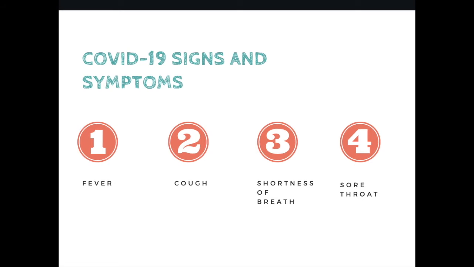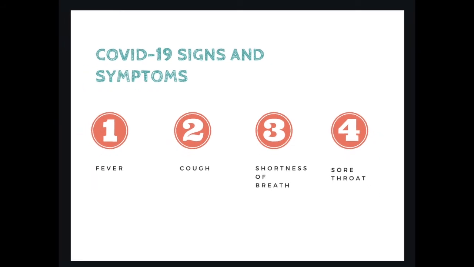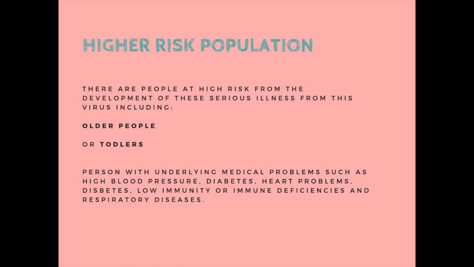When we're talking about the next part of our chapters, we are going to go through understanding what the higher risk populations are. For example, if people develop illnesses and are seriously ill, the people at a higher risk level will be older people or toddlers, persons with underlying medical problems such as high blood pressure, diabetes, heart problems, low immune or immune deficiency, and respiratory diseases are also at risk, although the elderly at the moment are considered the highest risk.